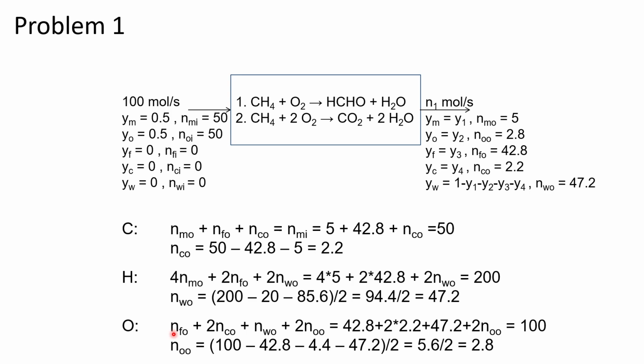The last unknown is the flow rate of oxygen coming out, and we're going to use the oxygen balance to determine that. So on the left-hand side here is the flow rate of oxygen out. This is equal to the flow rate of formaldehyde, which is 42.8, plus 2 times the flow rate of CO2, which is 2.2, plus 1 times the flow rate of water, which is 47.2, plus 2 times the flow rate of oxygen out. That's equal to oxygen in, which we already determined is 100. This is an equation we can solve pretty easily for the flow rate of oxygen out, and we find it's 2.8. So we completely solved the problem. We completely determined the flow rate of the stream that leaves the reactor.